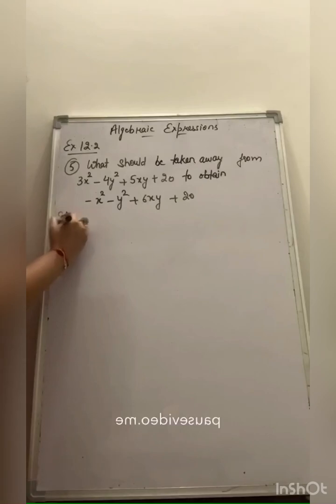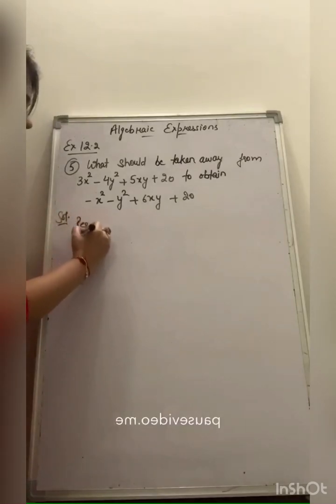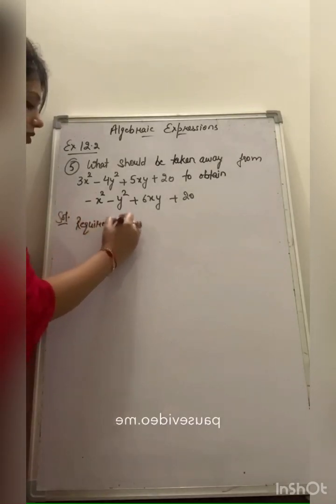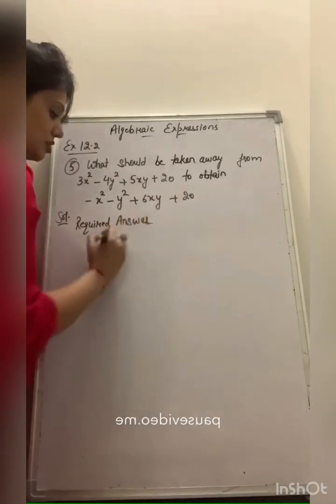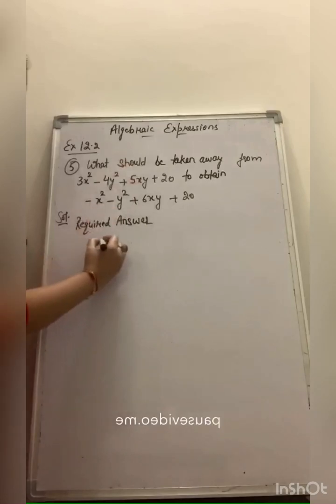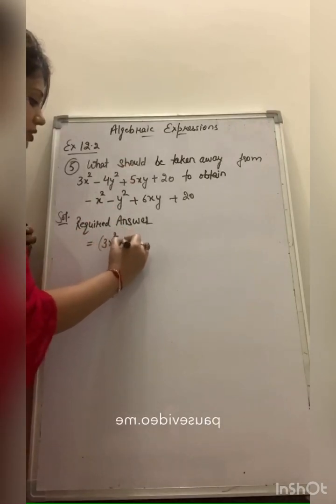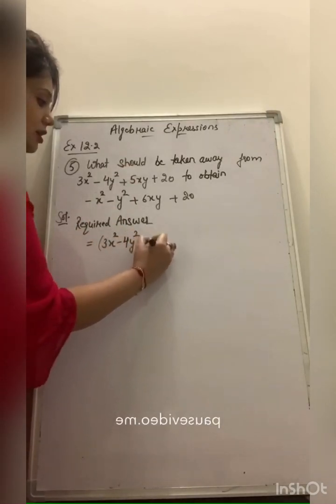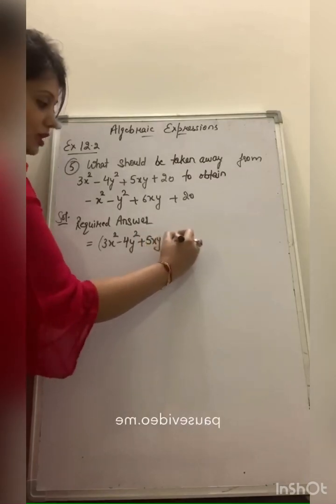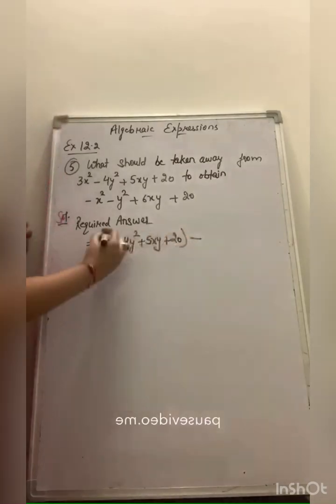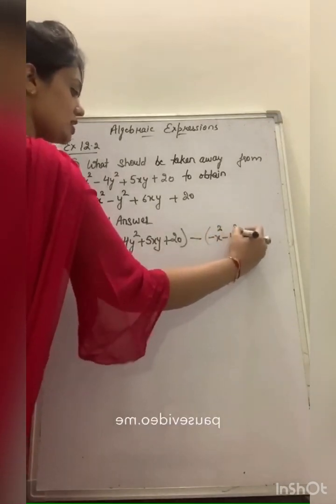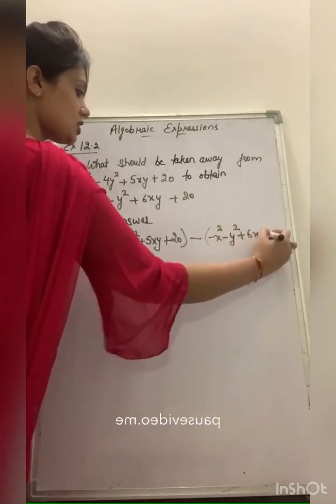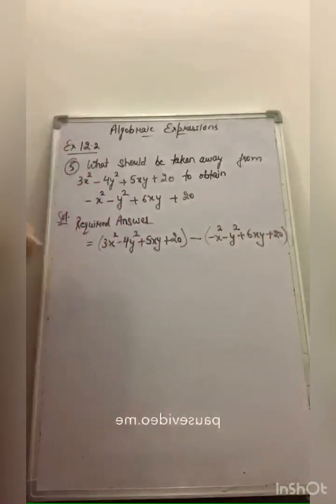So let us solve. We will write required answer. The required algebraic expression is 3x square minus 4y square plus 5xy plus 20 minus x square minus y square plus 6xy plus 20. Right? Now let us solve.